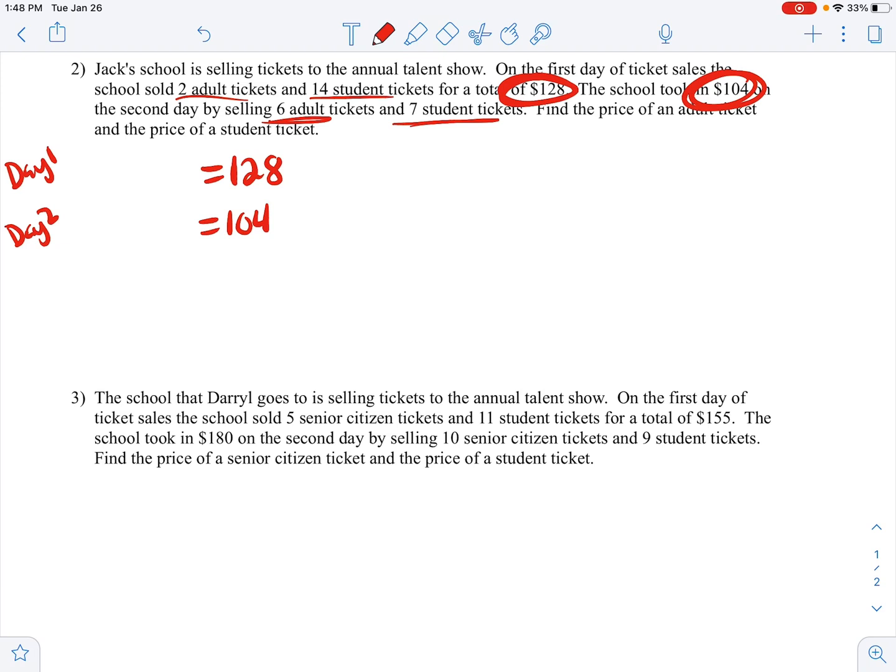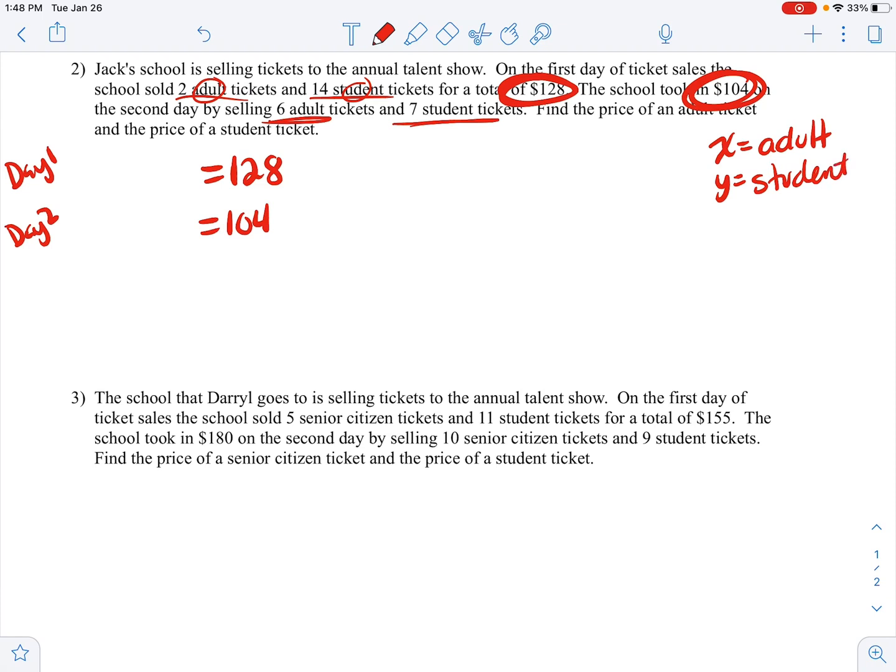All right, so day 1. How did we earn $128? Well, how many tickets did we sell? First, let's figure out what kind of tickets we sold. So I have X and I have Y. It looks like I sold adult tickets. We'll call that X. And Y would be student tickets.